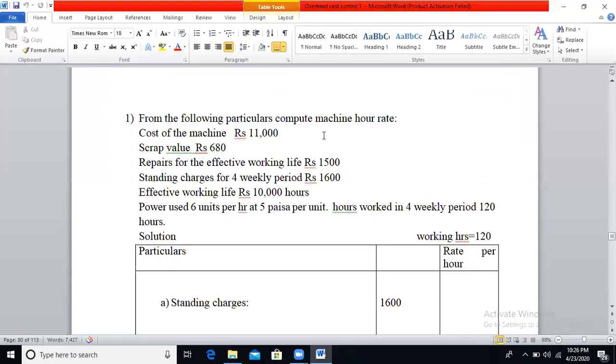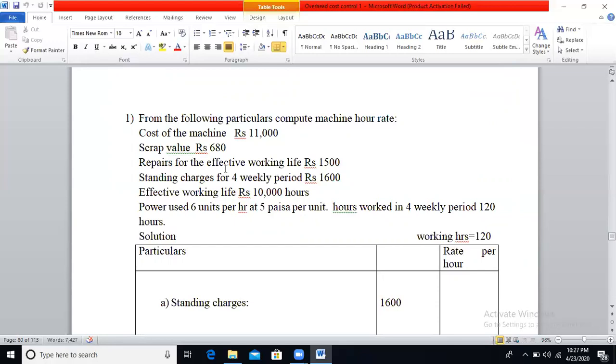See, first analyze the question. Cost of the machine will be used for calculation of depreciation. Scrap value will also be considered in the calculation of depreciation. Depreciation is a semi-variable expense, but for overhead, we will consider depreciation as a variable expense. And repairs: if you use the machine more and more, repair value will also be more. So that's why repairs will be running expenses or machine expenses.